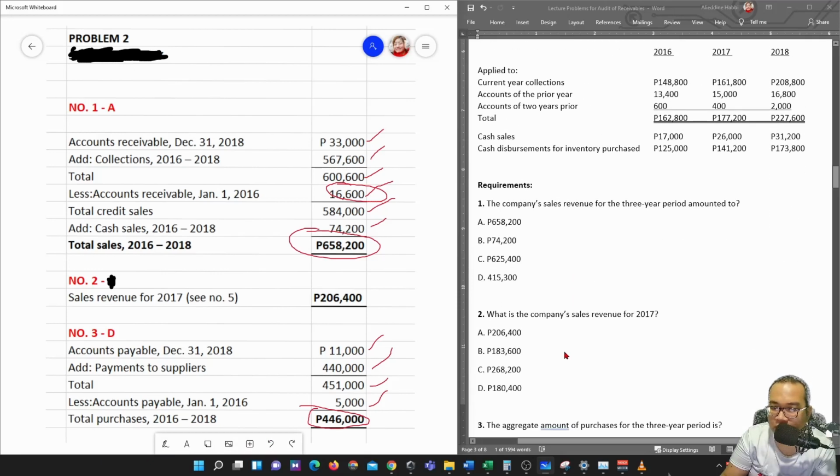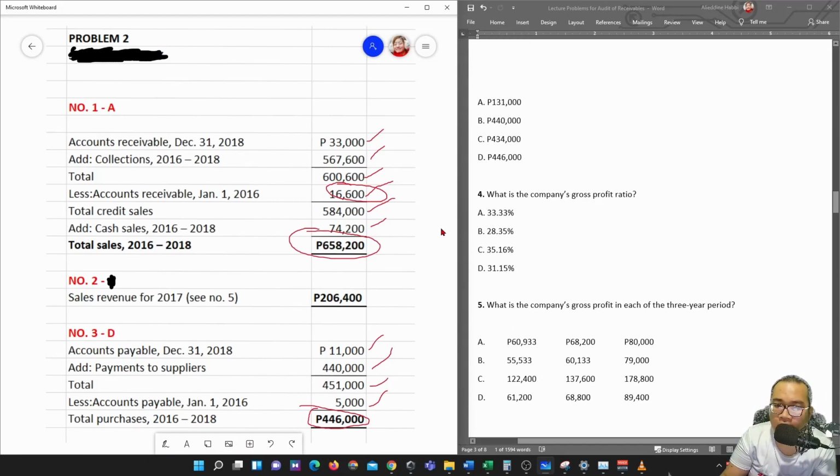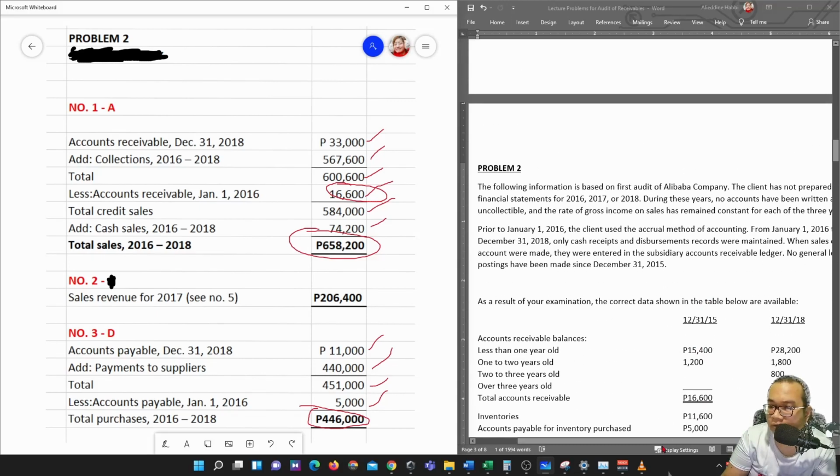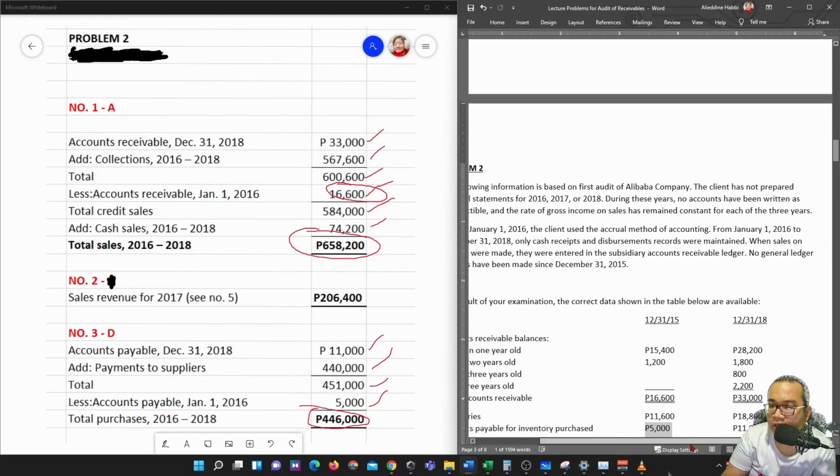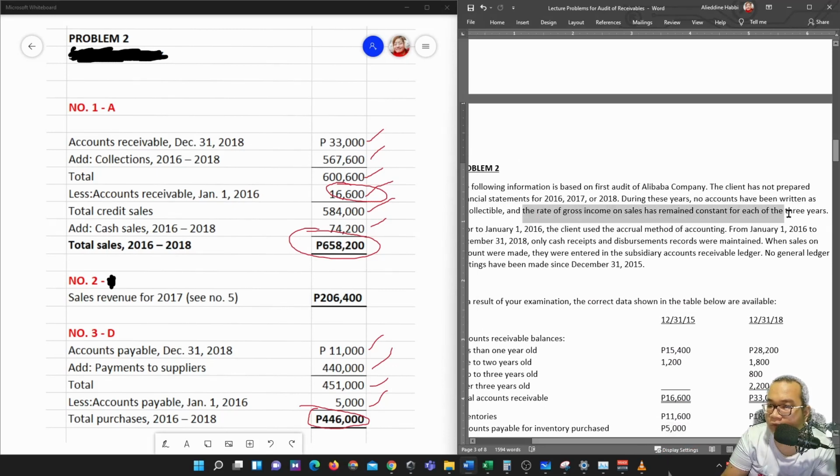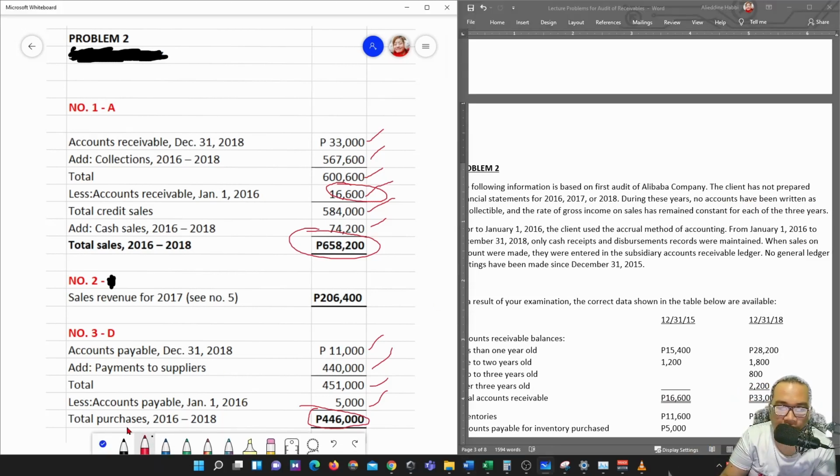So, ang next is yung number 4. Number 4, what is the company's gross profit ratio? Tandaan nyo, sabi din kanina, the rate of the gross profit on sales remains constant for each of the 3 years. So, constant. Ibig sabihin, walang nagbago. Yung X mo lang naman yung nagbabago.